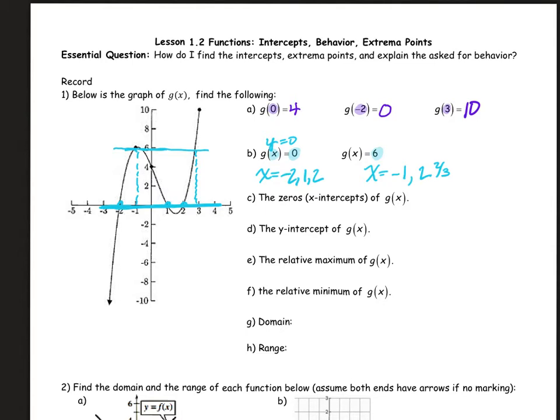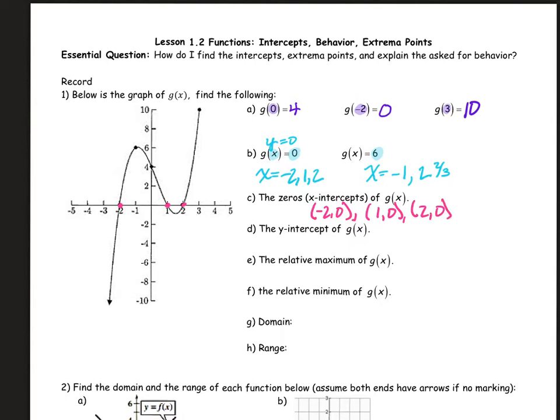The next question says, part C, the zeros are my x-intercepts. So where are my x-intercepts? So once again, I'm going to erase this so we can actually read the graph here. X-intercepts are where they cross the x-axis, right? So they're written as a point because it's an x-intercept. So my x-intercepts are negative 2, 0, right here, right here and right here. So negative 2, 0, 1, 0, and 2, 0.